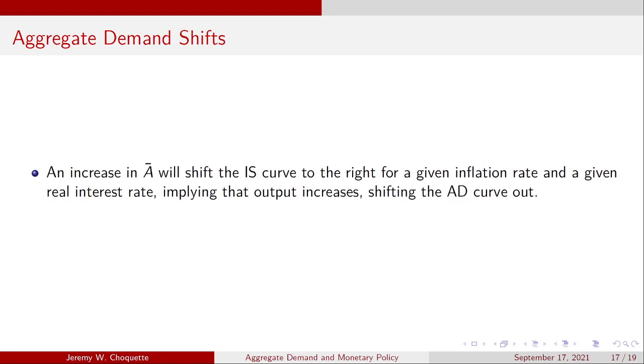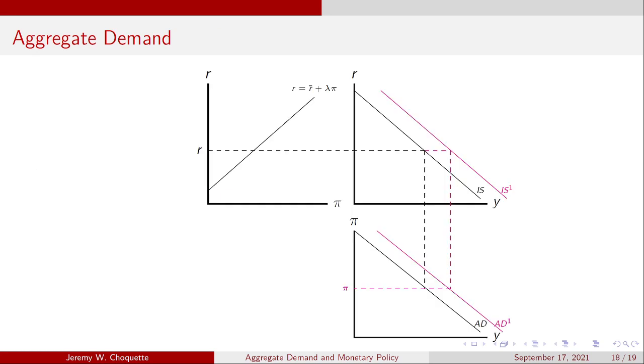for this lecture. So let's talk about a couple of things that will shift aggregate demand, right? An increase in this A bar will shift the IS curve to the right for some given inflation rate and a given real interest rate, meaning that output will increase, shifting the aggregate demand curve out. Right, so if we have an increase in that A bar, remember that's what's going on with the IS curve. Anything that's going to increase this A bar is going to shift IS out horizontally. The amount that it shifts out horizontally is the amount that aggregate demand shifts out horizontally. And again, we keep the inflation rate fixed. So just the horizontal amount IS shifts is the horizontal amount aggregate demand shifts.